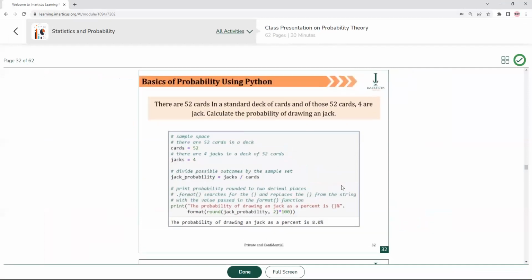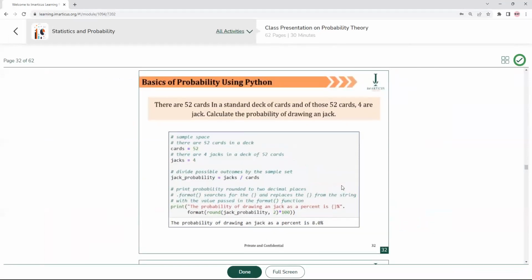Okay, ये दिख रहा है? Basics of probability using Python वाला screen.